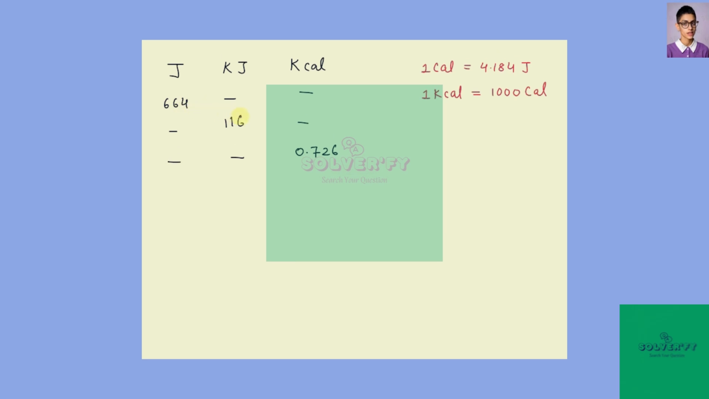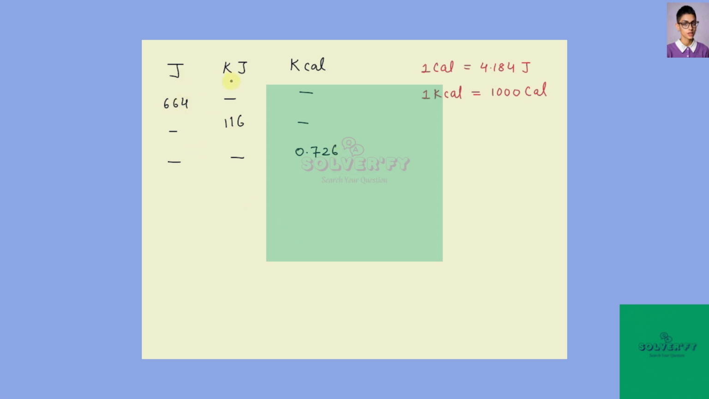Hi, in this question we are having three parts. In the first part of the question we are given this table and we are asked to complete it. Here we are given the joule value, here the kilojoule value and here the kilocalorie value. We need to find the kilojoule and kilocalorie for this joule value, for this kilojoule value we need to find the joule and kilocalorie, and for this kilocalorie value we need to find the joule and kilojoule value. This is a unit conversion based question.